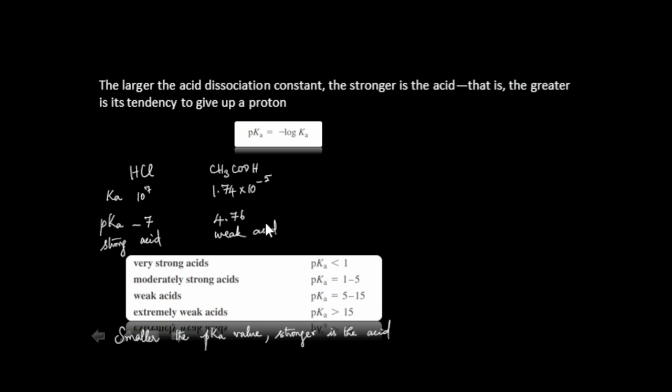Okay, so you can see this tabular column so that it will be easy for you to understand. Very strong acids have a pKa value less than 1. Moderately strong acids have a pKa value from 1 to 5. Weak acids have a pKa value from 5 to 15, and extremely weak acids, very weak, have a pKa value above 50. Remember, if the pKa value is low, then it is a strong acid.